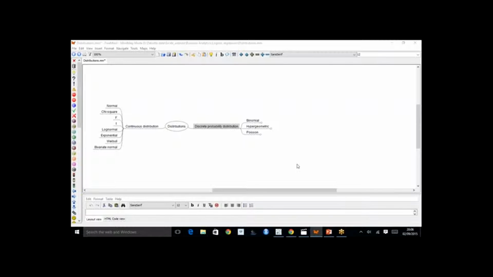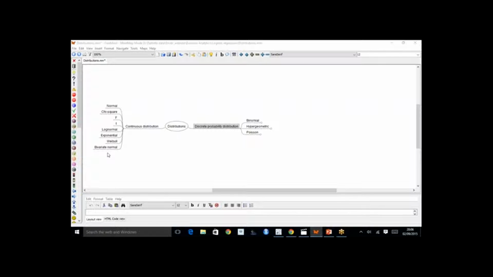Even before we get started with our discussion, I want to quickly expose you to different probability distributions. You know for a fact that we have two types of data. One is continuous, another is discrete. When it comes to continuous distributions, we have normal distribution, chi-square, F and T. These four are the most commonly used continuous distributions. However, among the not so widely used continuous distributions, we have log normal, exponential, Weibull, and bivariate normal.